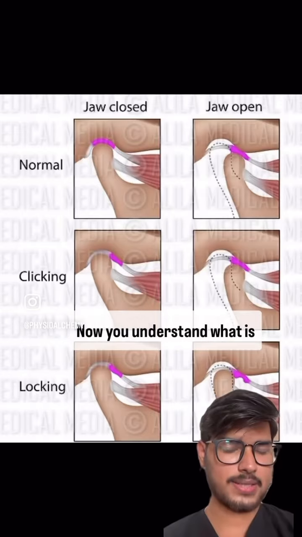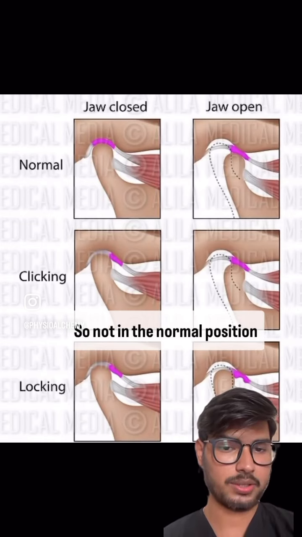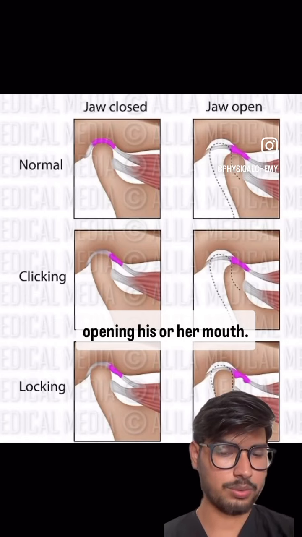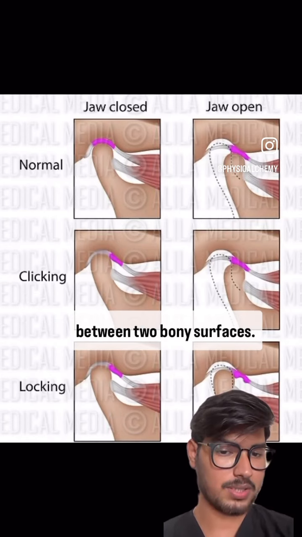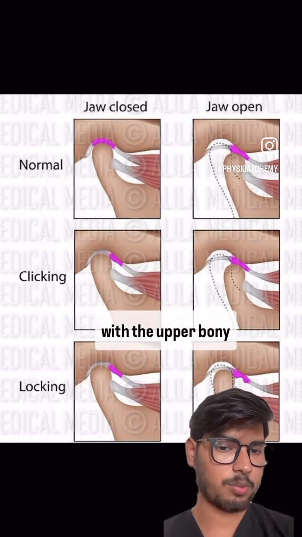Now you understand what is happening with the locking case. As you can see, the disc is again anteriorly placed, so not in the normal position of the fossa. Now the moment patient is opening his or her mouth, you can clearly see the disc is now getting compressed between two bony surfaces. As you can see, the condyle is also compressing the disc with the upper bony prominence.